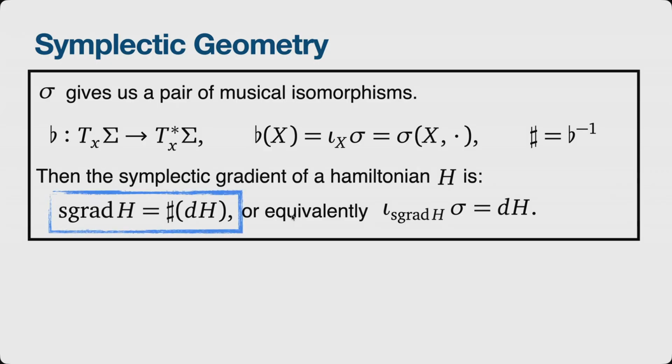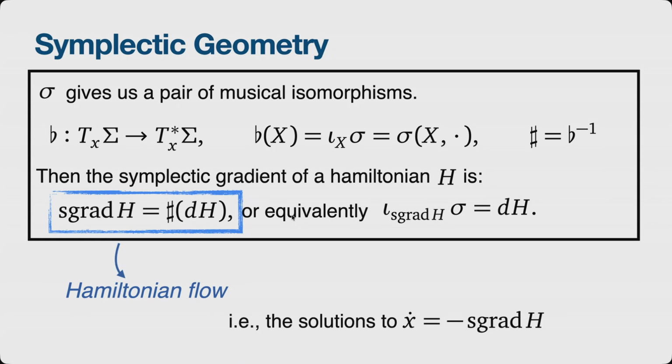And then we can say that the symplectic gradient of a Hamiltonian H is S grad of H equals sharp of dH. So what this is saying is, you have your Hamiltonian, which is a function. You take its exterior derivative, you get a one-form. And then you sharp it, and now you end up with a vector field. And this is what gives us a Hamiltonian flow. In other words, the Hamiltonian flow is the solution to negative S grad of H.